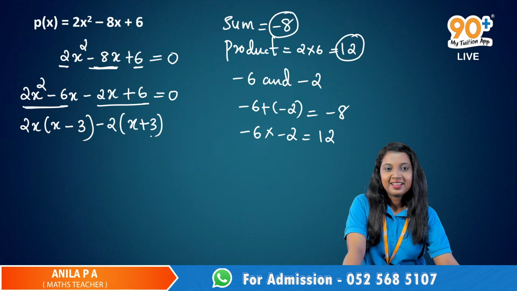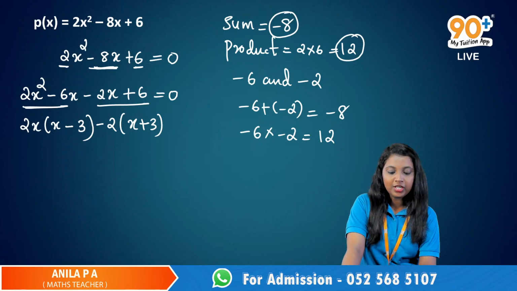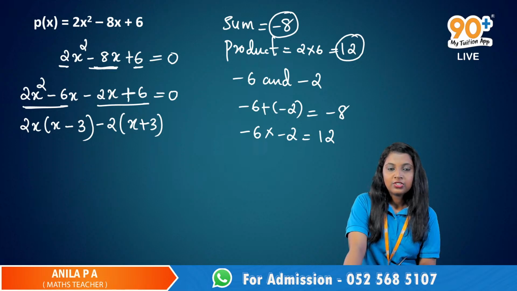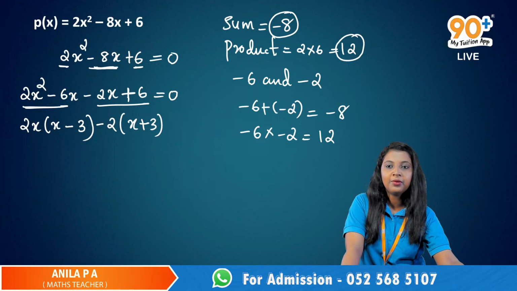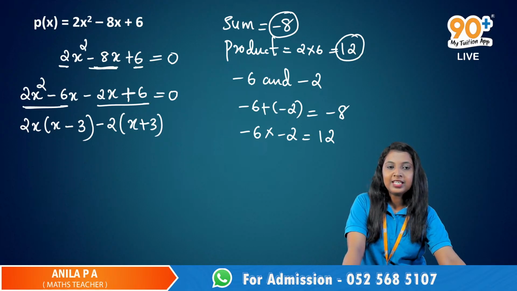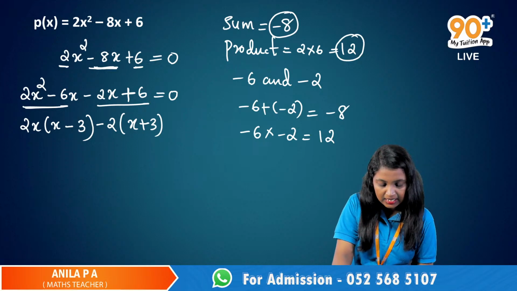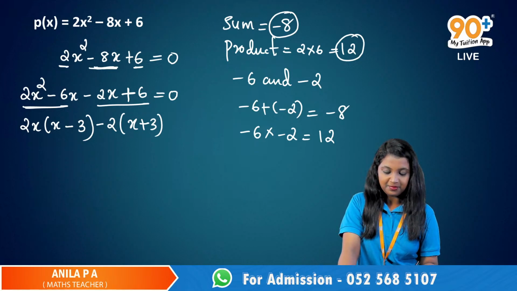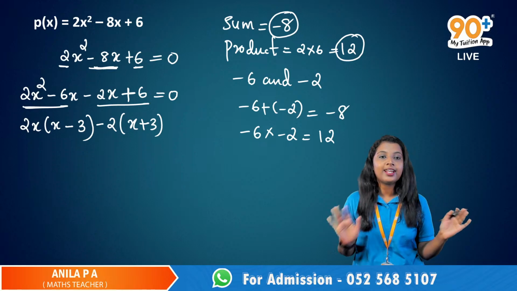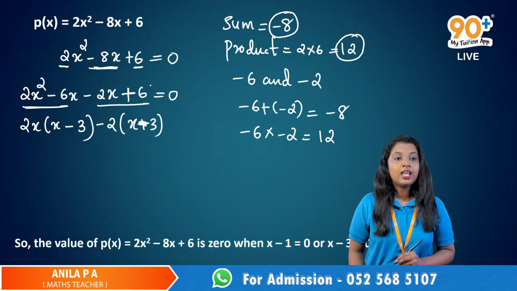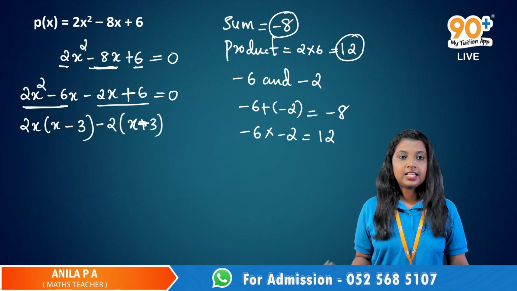Okay, then what is this minus 2 into this positive 3? Negative 2 into positive 3 is negative 6, but here we have positive 6. So when we open the bracket, we must get the same number, no? Yes, ma'am. So it is x minus 3, right? Yes, very good. Right answer. 2x into x minus 3. Here it is x minus 3, guys, not x plus 3.